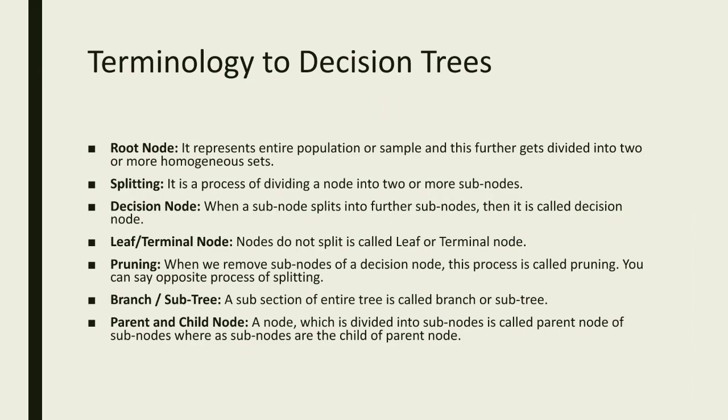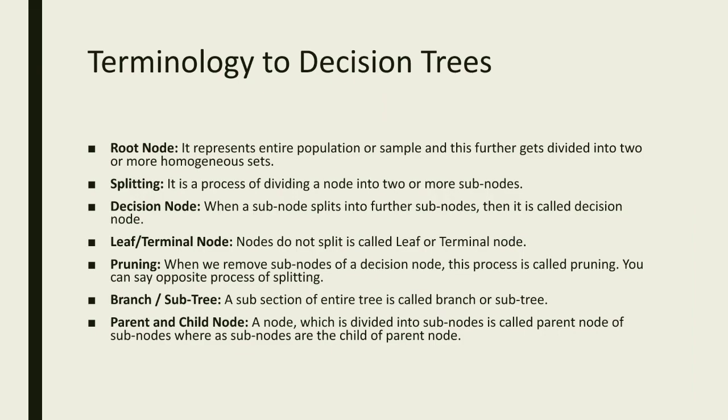There are certain terms associated with decision trees. These are the root node. It represents the entire population or sample, and this is further divided into two or more homogeneous sets. Then there is splitting. It's a process of dividing a node into two or more subnodes.